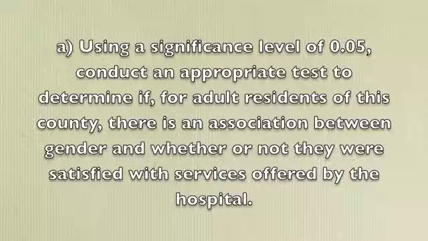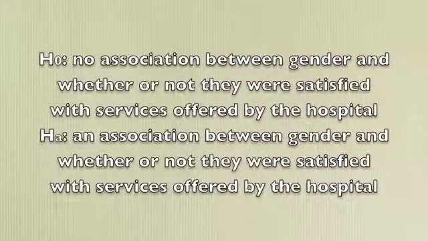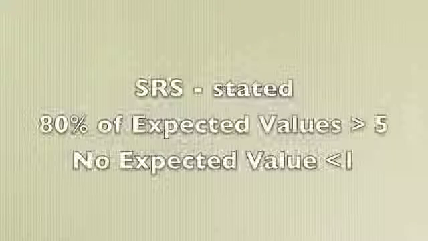Part A says, using the significance level 0.05, conduct an appropriate test to determine if for adult residents of this county there is an association between gender and whether or not they were satisfied with the services offered by the hospital. The null hypothesis is that there is no association between gender and whether or not they were satisfied with services offered by the hospital, and the alternate hypothesis is that there is an association between gender and whether or not they were satisfied with services offered by the hospital.